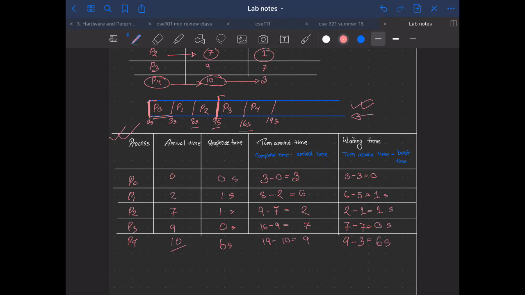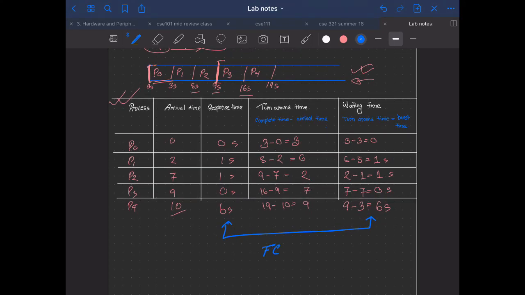If you look into this carefully, you can see that the response times and the waiting times are the same, and this is the case only for FCFS, where the response time and the waiting time would always be the same. So if you are in your exams and you want to check your answers, you can do it in this manner. Response time and waiting time would always be the same value.